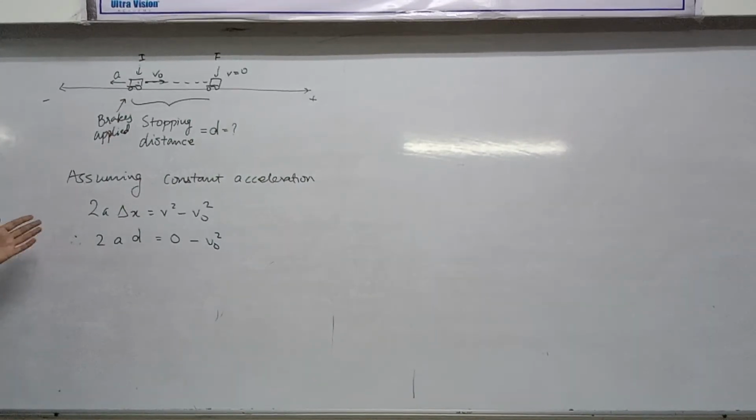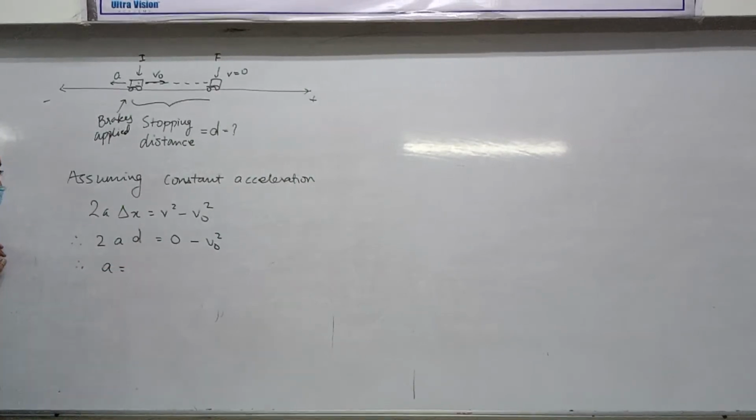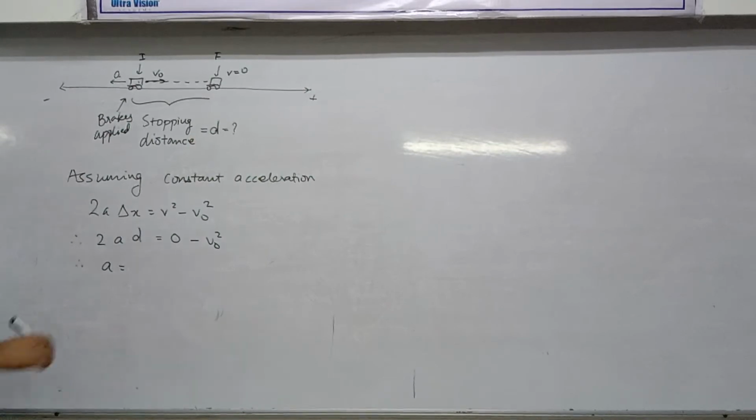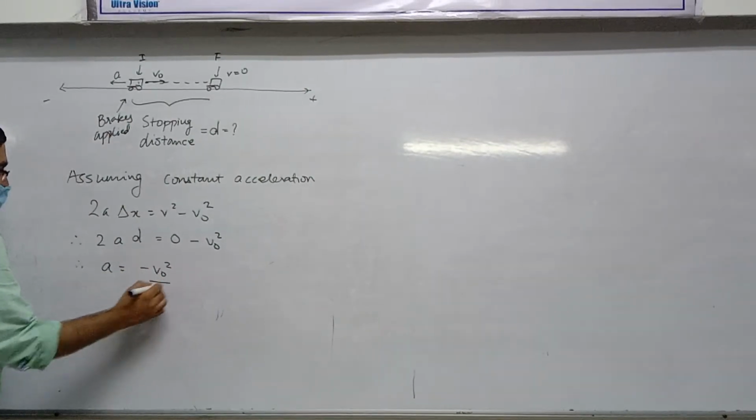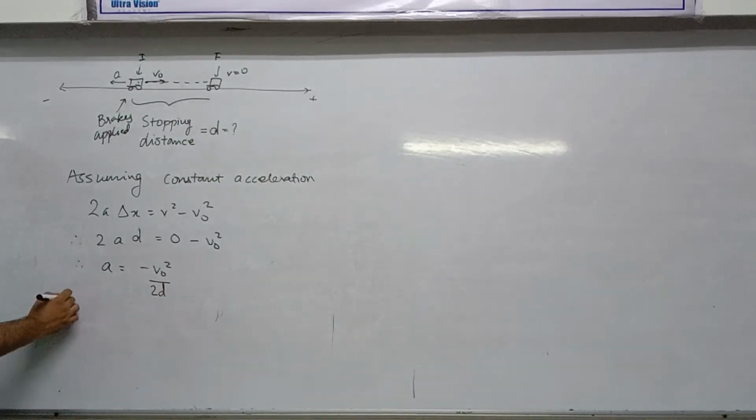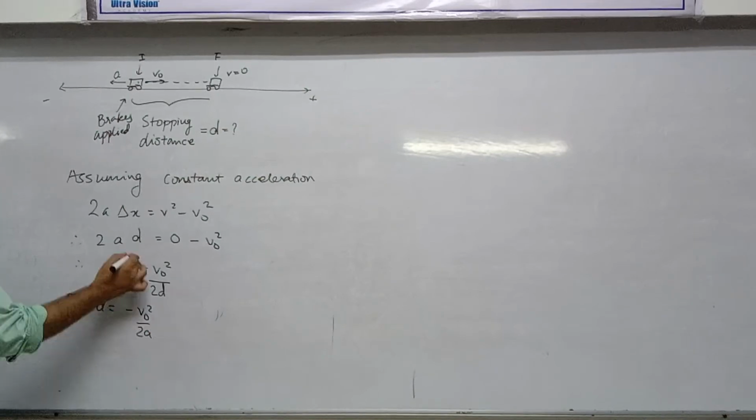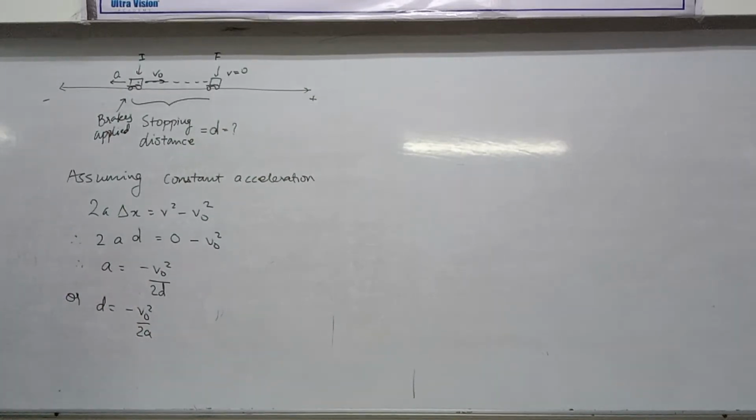There are no numbers in this question. We just put in all the details. So, solve it, what do we get? a is equal to minus v0 squared upon 2d. Or conversely, you can say d is equal to minus v0 squared by 2a also, whichever you want to find. Did you understand? If you want to find a, you can put it this way. If you want to find d, you can put it this way.